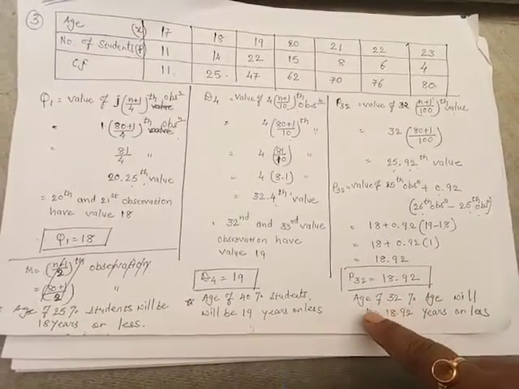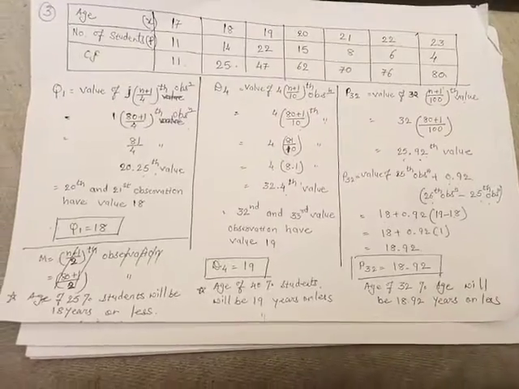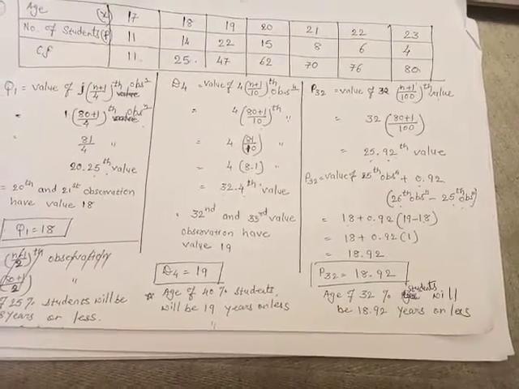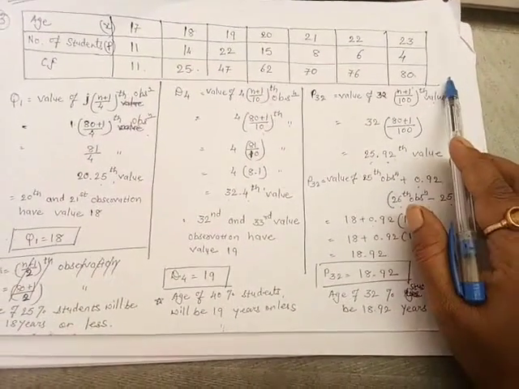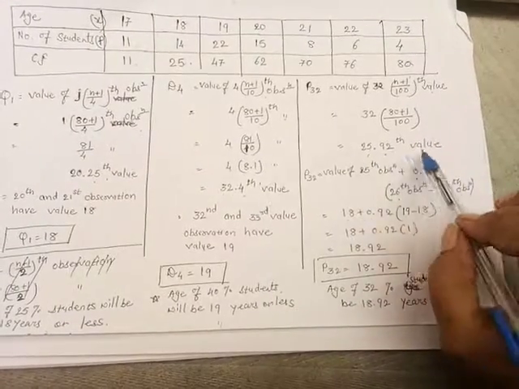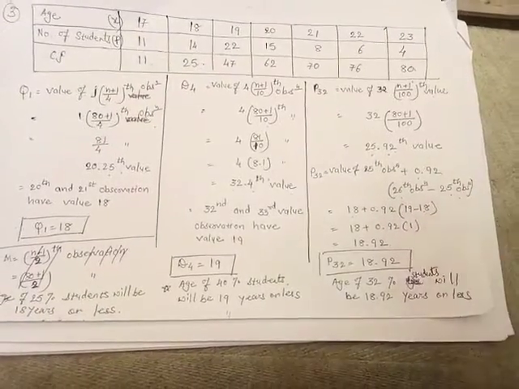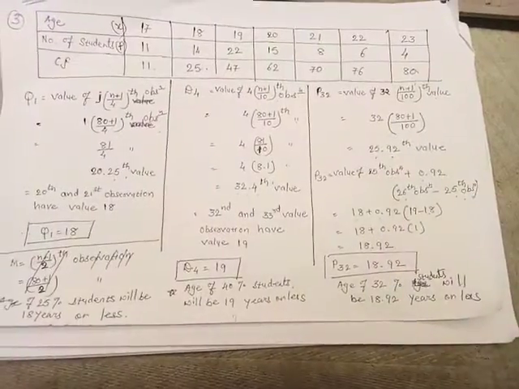Now its statement: the age of 32% students will be 18.92 years or less. Because of this percentile value, exactly the 100th does not come, so we split this equation 25.92. Here the CF ends at 25, so we split this equation.